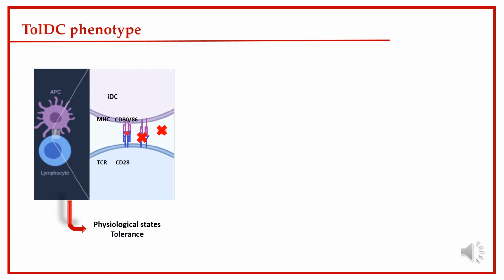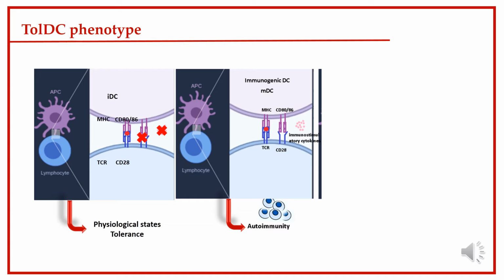In physiological states, these cells are maintained in an immature state, presenting antigens to T cells in the absence of co-stimulation, and therefore maintain tolerance. During autoimmunity, DCs mature, which is followed by the upregulation of co-stimulatory molecules and activation of T cells that can recognize self-antigens presented by DCs. Thus, co-stimulatory molecules play an important role in T cell-DC interaction that could result in autoimmunity.